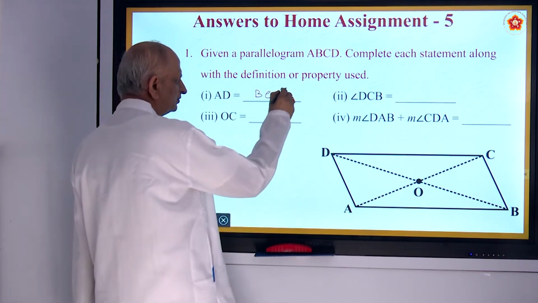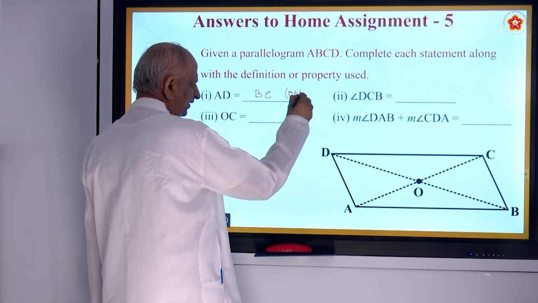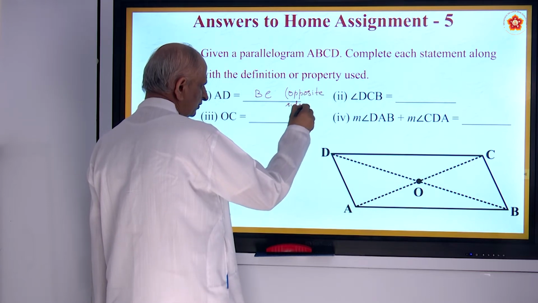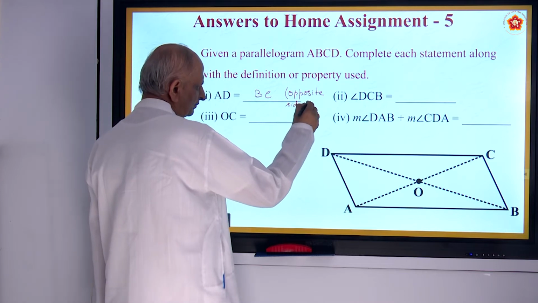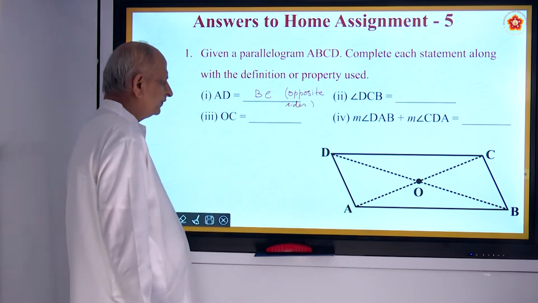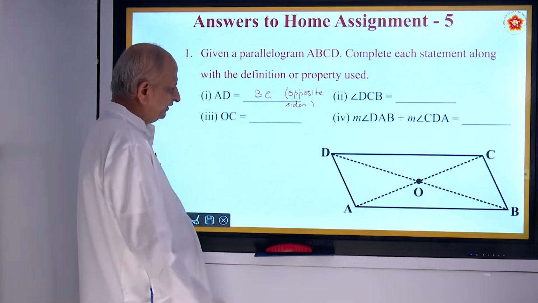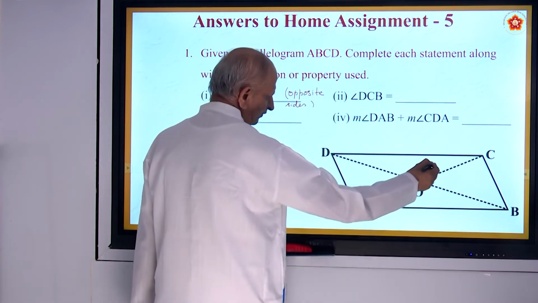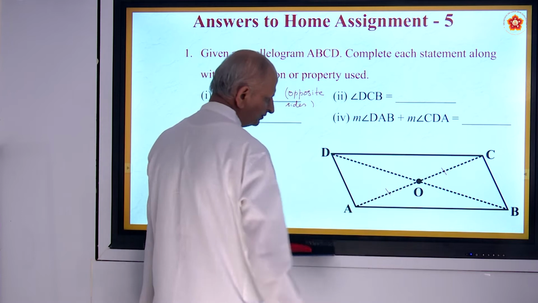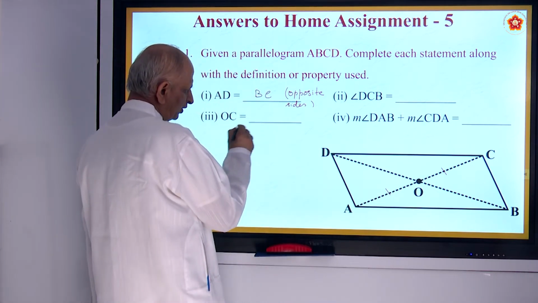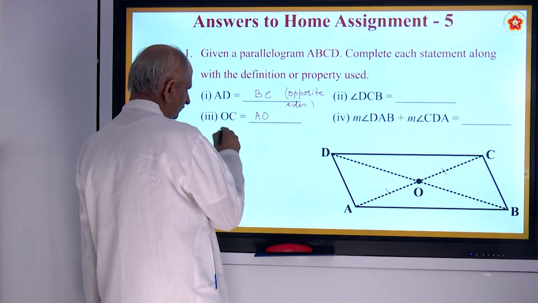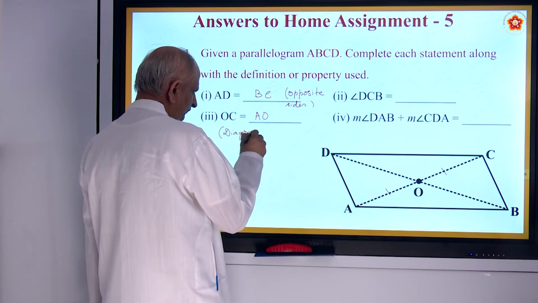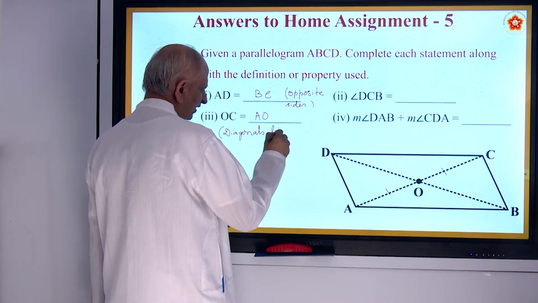What is the property here? The property is opposite sides of a parallelogram are equal. Also OC, what is OC? It is part of the diagonal, and we know that diagonals bisect each other. Means what? OC will be equal to AO. So diagonals of a parallelogram bisect each other.